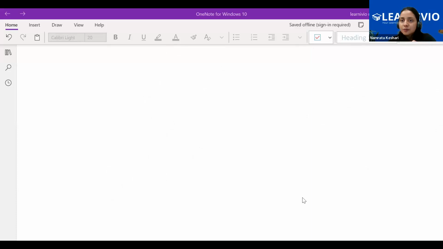Relations we have already covered. Today we are going to start with the concept of functions. If you have any confusion in any question related to Cartesian product or the concept of relation, please let me know. Okay. Functions we are going to start.